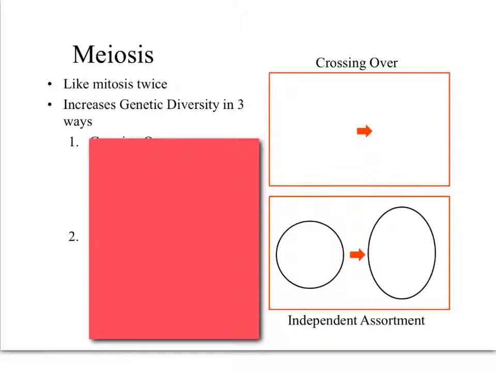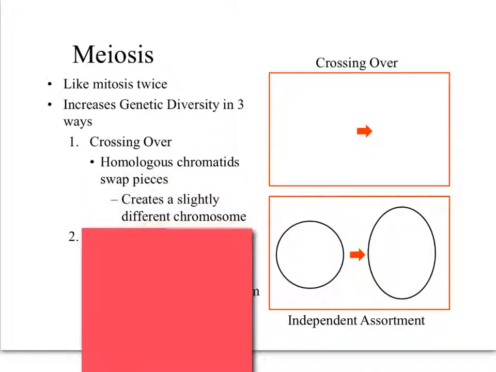in 3 different ways. The first way it creates genetic diversity is through a process called crossing over. And this is where homologous chromatids swap pieces. And basically what happens is during metaphase of meiosis, the chromosomes line up in the middle just like they do in mitosis, but in meiosis' version of metaphase, they line up next to each other, so they probably look something like this. So I drew my 2 different chromosomes as different colors. They're lining up next to each other, and sometimes they overlap a little bit.